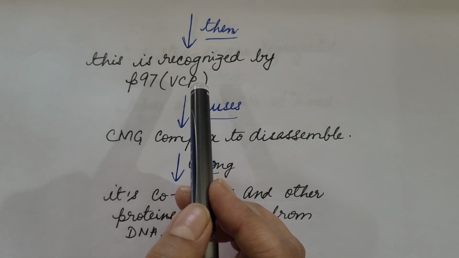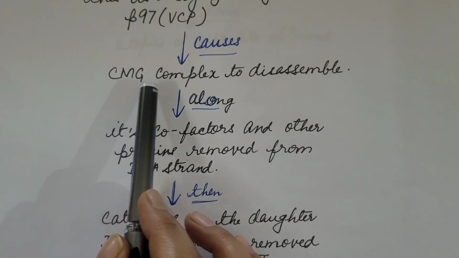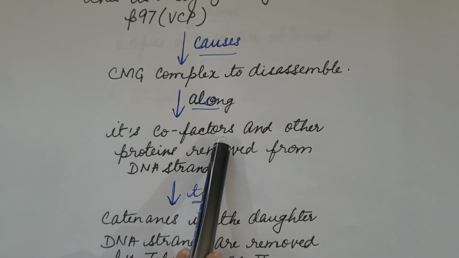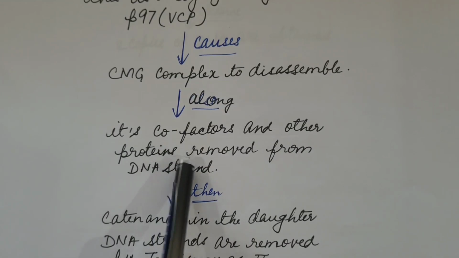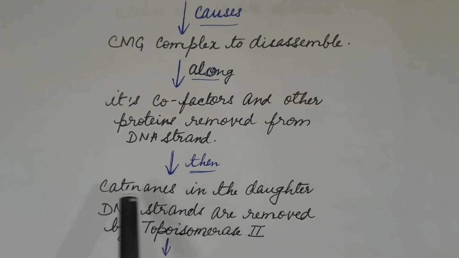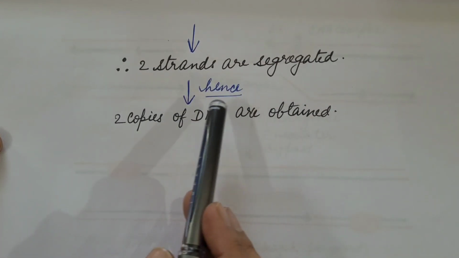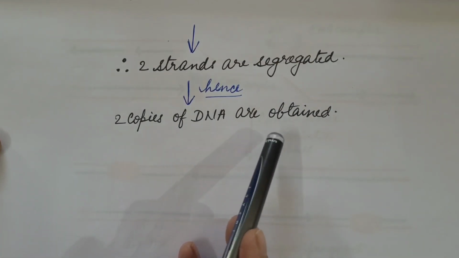This is a segregase protein or segregase enzyme, which causes the disassembly of the CMG complex along with its cofactors and other proteins. Hence, these are removed or segregated from the DNA strand. Then any catenanes in the daughter DNA strands are removed by topoisomerase 2. This we have already discussed in the topoisomerase video. You can refer to my video. The link is given in the description box. Therefore, two newly synthesized strands are segregated. Hence, two copies of DNA are obtained.